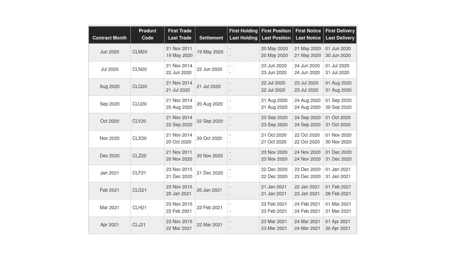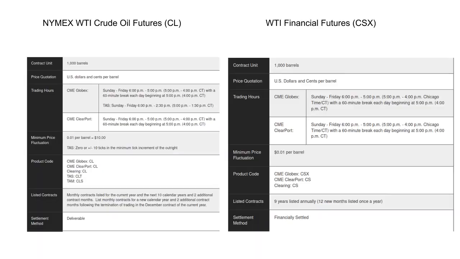On the settlement page, you can also find the first and last trade day of each contract. This is very important if you're trading deliverable futures without the intention of taking delivery, and we will see how this will end up in disasters if not handled properly. Second, the settlement methods. Let's take a look at these two futures specs. They are both WTI futures and their sizes are both 1,000 barrels. Can you spot the biggest difference? That's right, the one on the left is physically settled and the one on the right is financially settled.